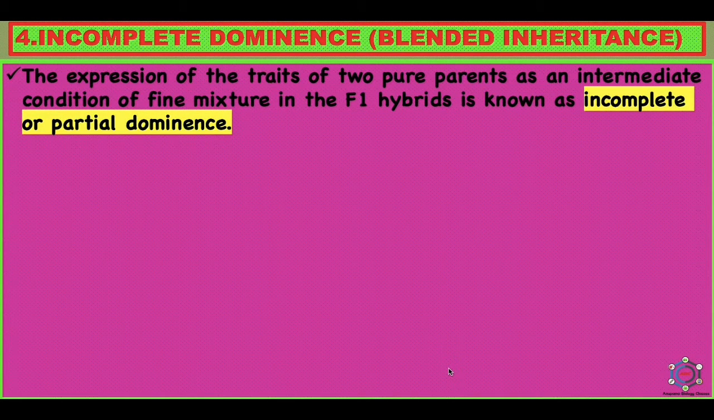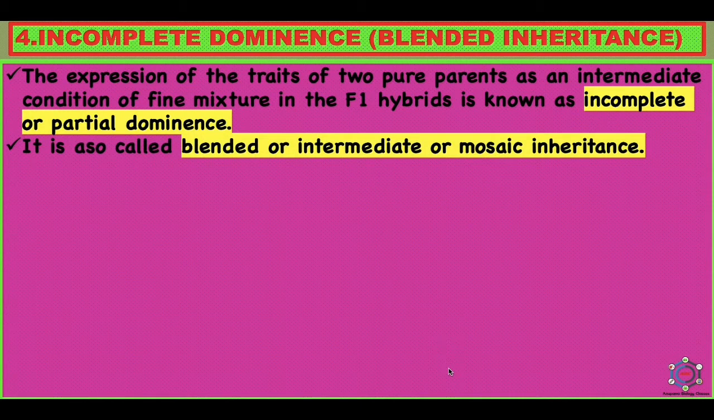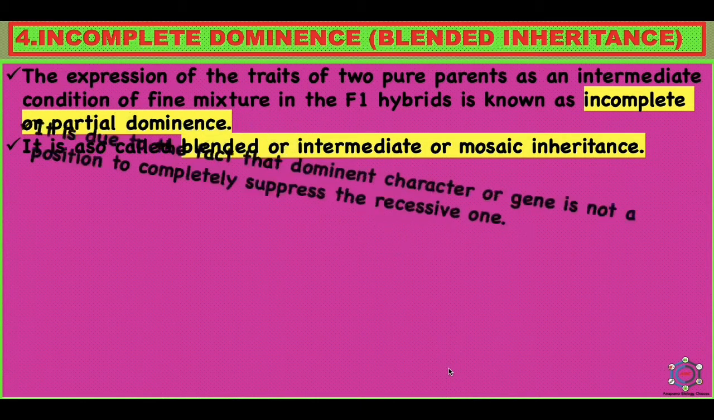Now, incomplete dominance or blended inheritance. The expression of the traits of two pure parents as an intermediate condition, a fine mixture, in the F1 hybrids is known as incomplete or partial dominance. It is also called blended or intermediate or mosaic inheritance.